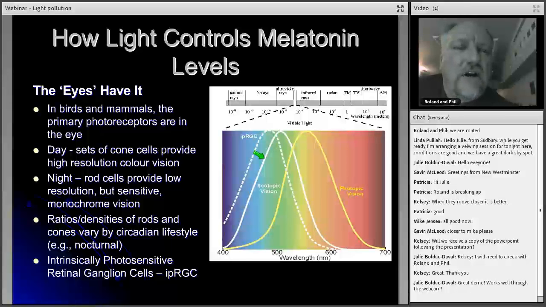And fairly recently, in say the last 15 years or so, there's another set of cells, the intrinsically photosensitive retinal ganglion cells, quite often abbreviated as IPRGCs, have been found to have this sensitivity, and it's these cells here with this sensitivity over in the blue end of the spectrum that control the circadian rhythm.